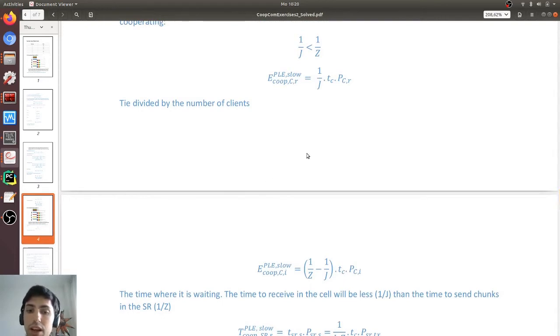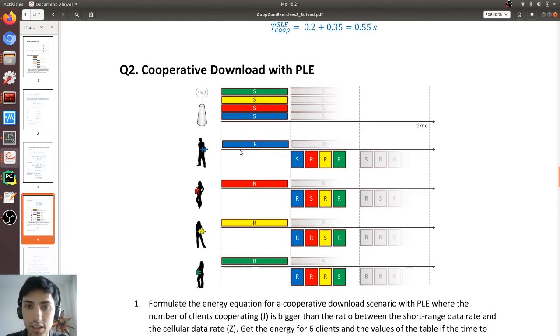Now what's going to be the part that we are going to be waiting in the cellular phase? Because as we said, we have more users than the data rate ratio, which means that the cellular part is going to be in idle. Well, we have 1 divided by J is the energy consumed when we are sending, so this would be exactly this chunk here.